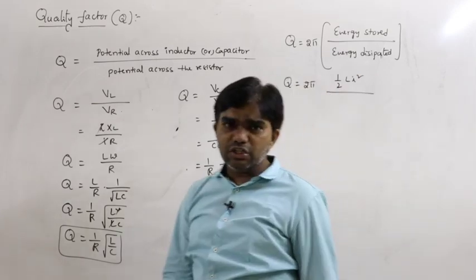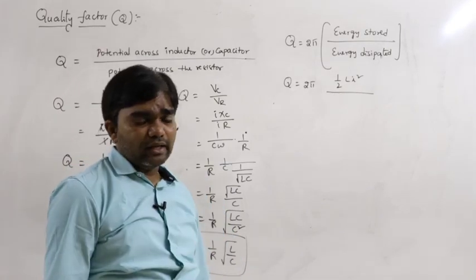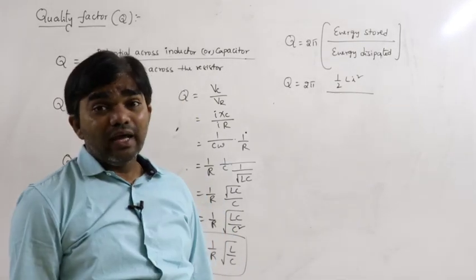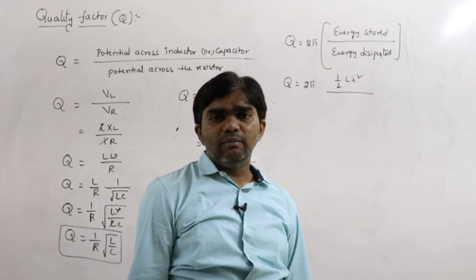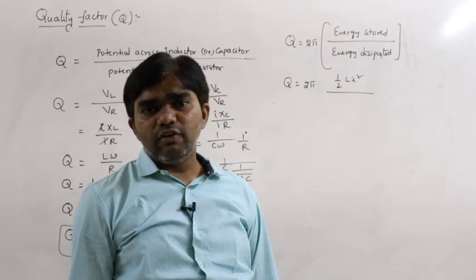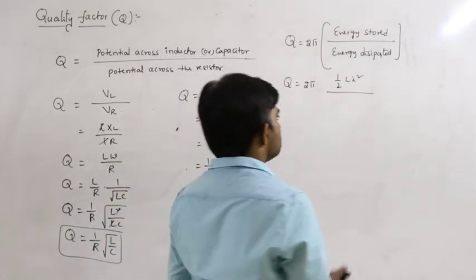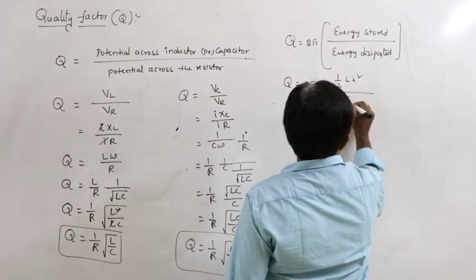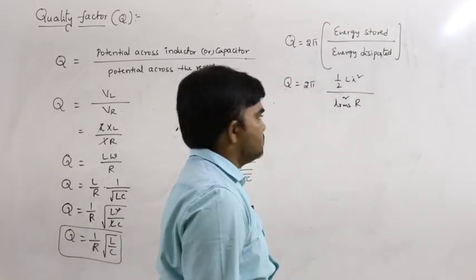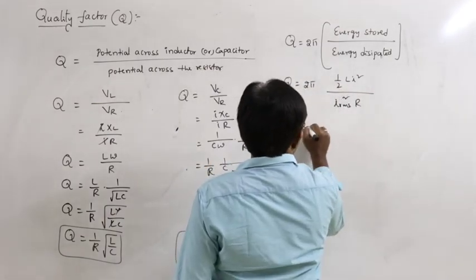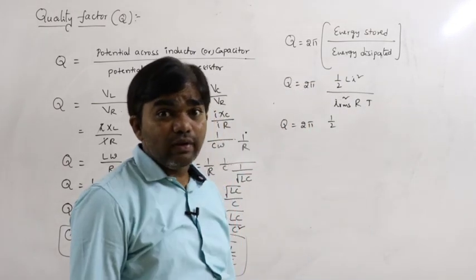In the inductor, energy is stored in the form of magnetic energy, and energy is dissipated when the current passes through the resistor. The energy must be wasted in the form of what? Energy wasted in the form of heat energy. So that is I RMS square R, I square R. So Q is equal to 2 pi into half Li square, divided by the total energy dissipated, I square RT.